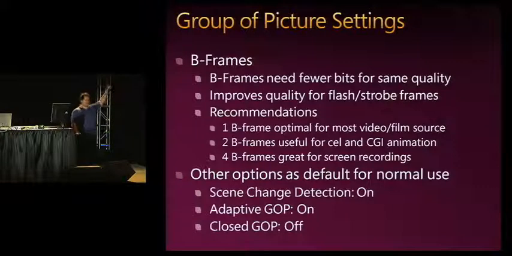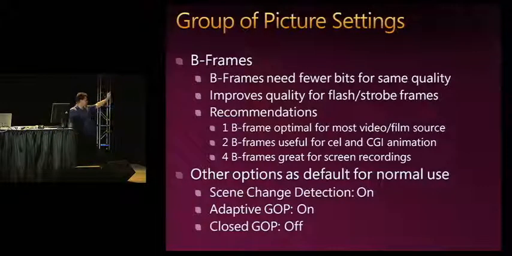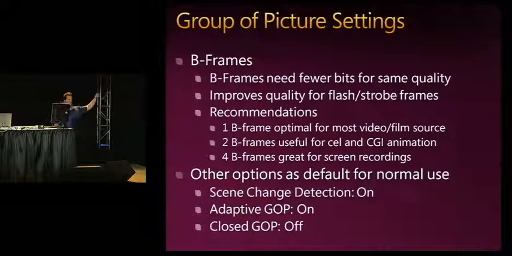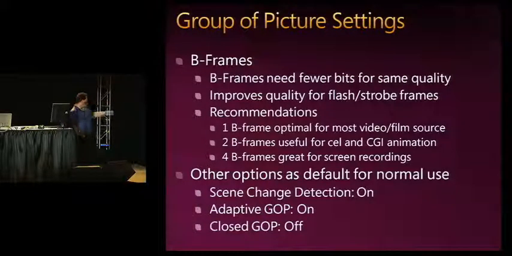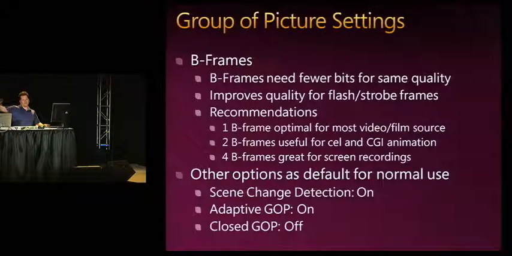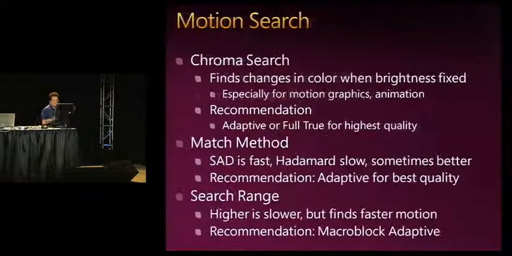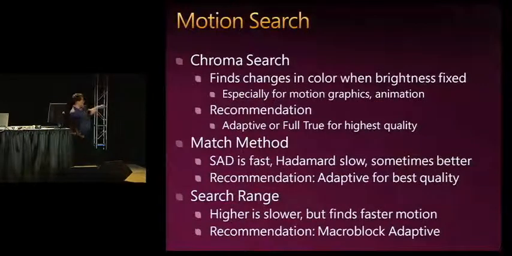And then you asked about animation. I find 2 B frames lets me improve my quality a decent amount for cell and CGI style animation. And for screen recordings, I find 4 is a really good number. It lets me squeeze a lot of bit rate out that way. There are some other options listed down below. Leave those as the default. Those are on for that multiple bit rate adaptive streaming technology we talked about, placeholders for stuff that will happen down the road. But that's not available yet, so don't worry about it.